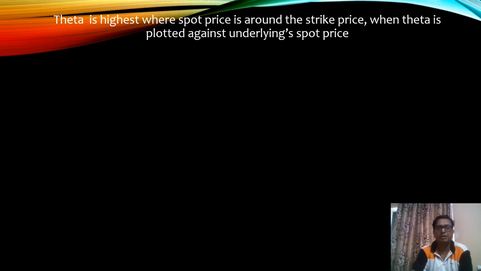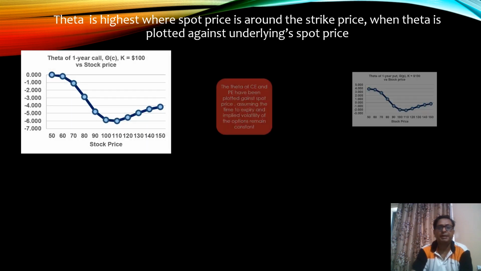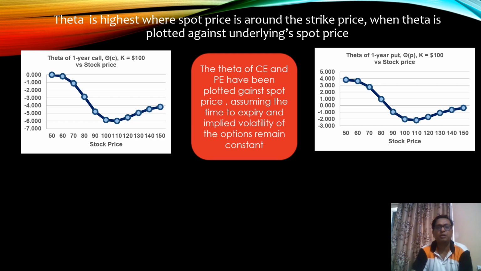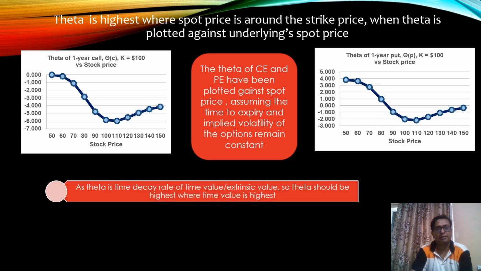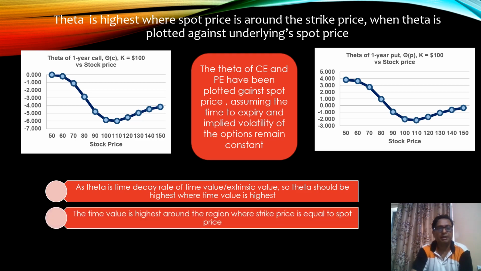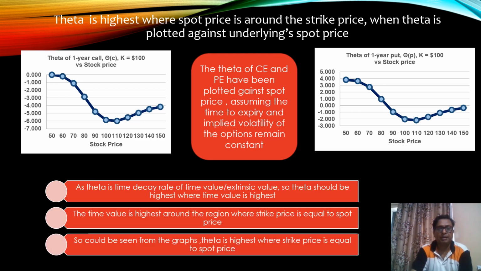The theta is highest where the spot price is around the strike price when theta is plotted against the underlying spot price. Now let's examine two graphs where the theta of call and put have been plotted against the spot price, assuming the expiry time and the implied volatility remain constant. As theta is the time decay rate of time value, or extrinsic value, theta should be highest where time value is highest. Time value is highest around the region where the strike price is equal to the spot price. So it could be seen from the graphs that theta is highest where the strike price is equal to the spot price.